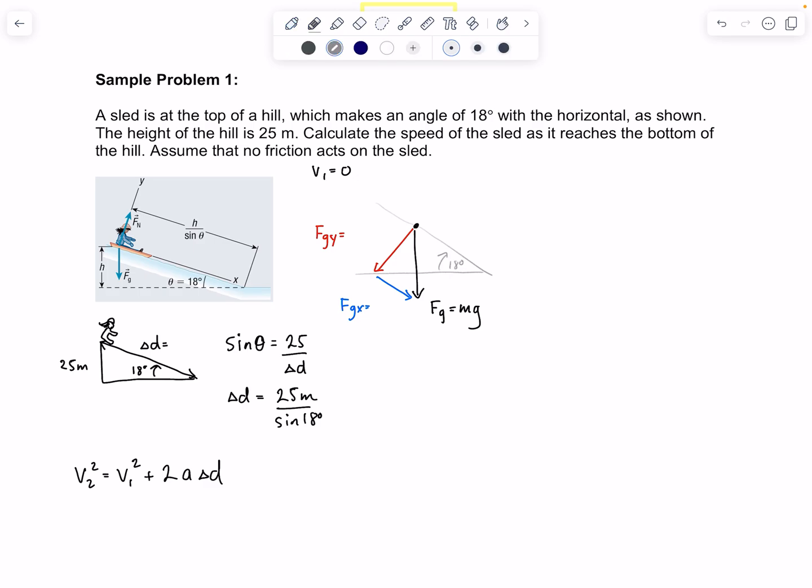By the transversal parallel line theorem, and using our knowledge of trig, we know that this angle is 18 degrees. So the x component of gravity is mg cos theta, or 18 degrees, and this would be mg sine theta, where theta is 18 degrees.